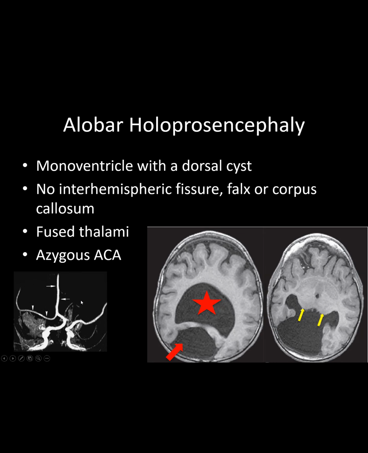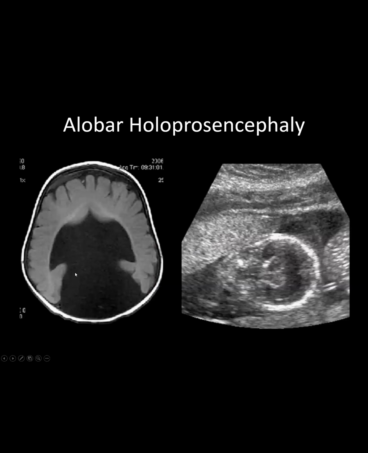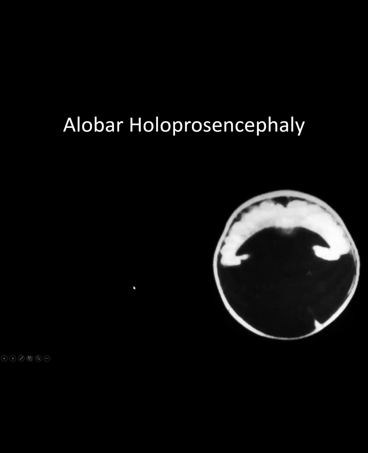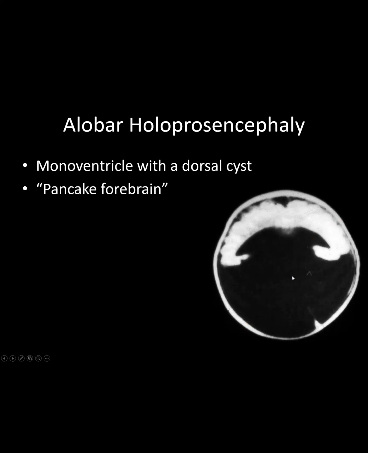An azygous ACA. That's something that you might see with an associate. I mean, normal people can have this, but you can also see this with people that have midline congenital brain malformations like alobar holoprosencephaly. Some more of the same thing, pancake-shaped forebrain without cleavage, this big monoventricle with a dorsal cyst. Same thing over here, more examples of the same thing. Pancake forebrain, no separation, monoventricle with a dorsal cyst.